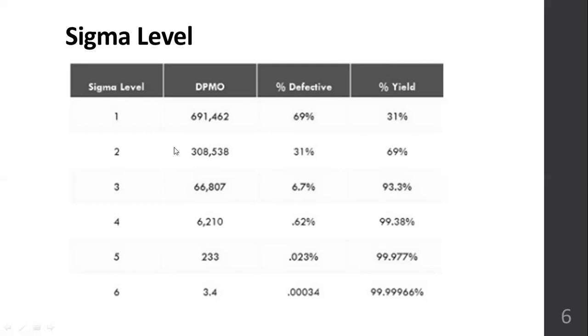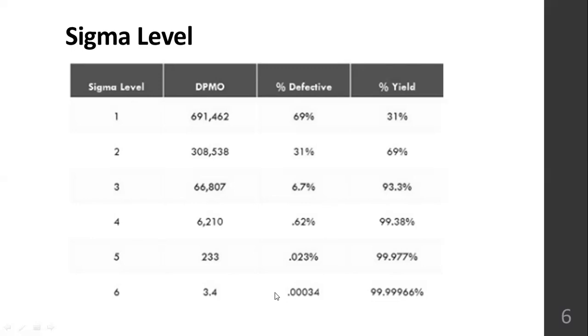If it is two sigma level, it's just the opposite. 31% of the clients got bad quality service, and 69% of the clients got good quality service from your hospital. Every 10 lakh cases, I'm saying. If it is three sigma level, only 6.7% of people faced quality issues. 93% of the time people were satisfied with your services. They didn't face any quality issue. In 4 sigma level, 0.62% of people faced quality issues, and 99.38% of people didn't face any quality issue.